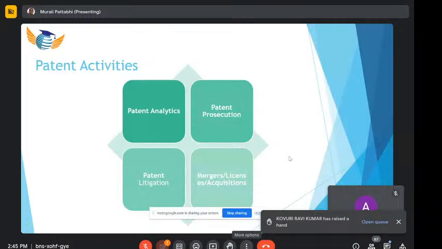So till grant, whatever we do with the patent office or whatever we interact with the patent office, all those documents and all those interactions would come under patent prosecution.